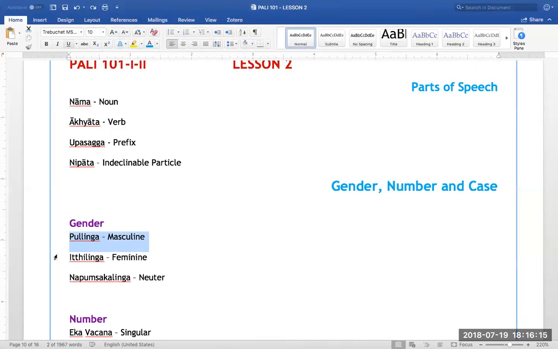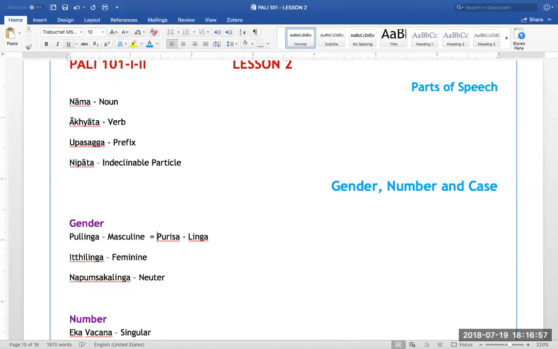Pullinga means masculine, Ithilinga means feminine, and Napunsakalinga means neuter. So Pullinga also can be called Purisa Linga. Purisa means man. Let me type it for you here. Purisa. And Linga means gender.